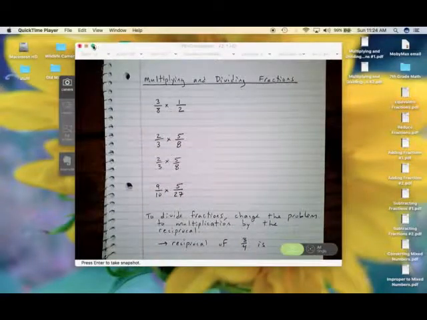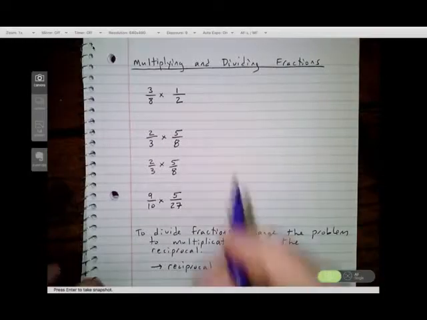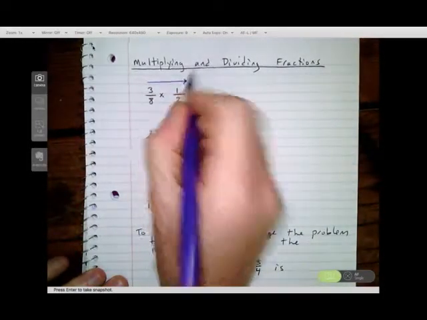Alright, here is our third video for the week, and this is about multiplying and dividing fractions. Okay, so hopefully you remember when you multiply fractions, you're going to multiply straight across.